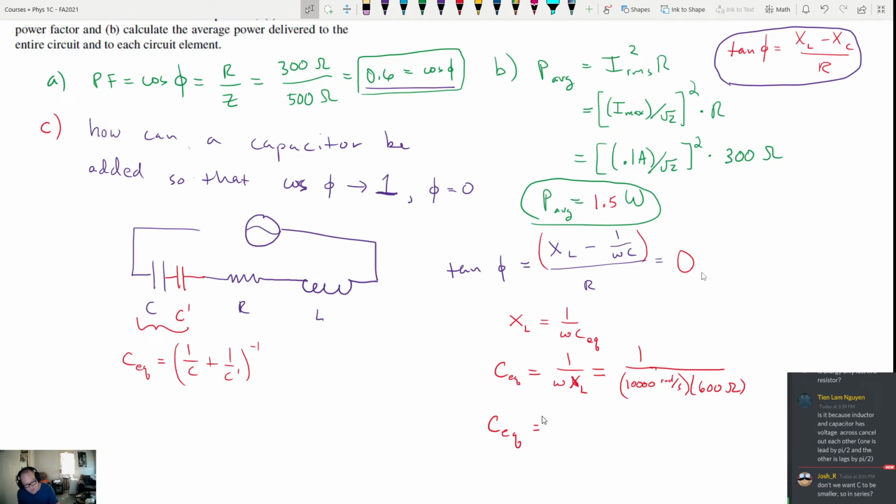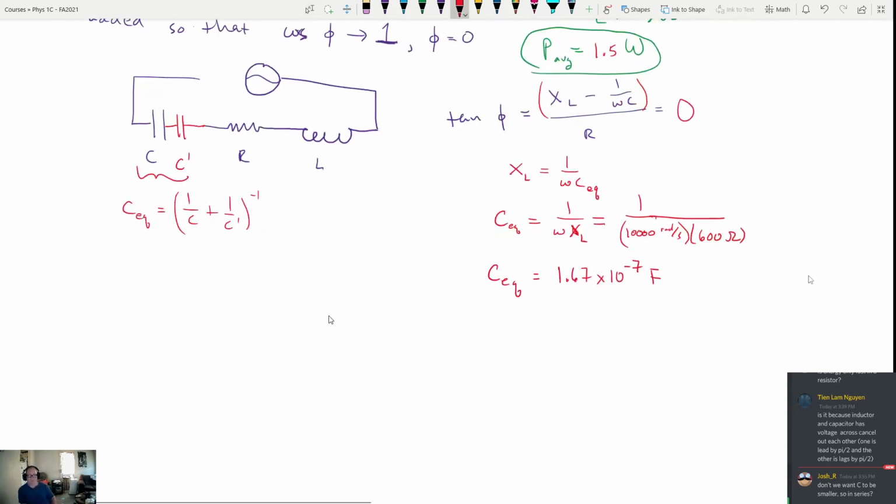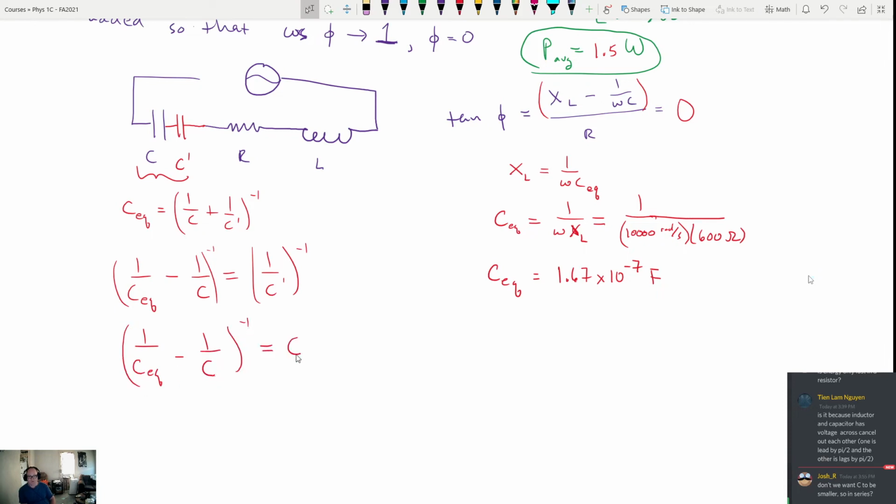So this gives us an equivalent capacitance equal to... Hopefully you're all following along. If you have any questions about what I'm doing here, please ask. I get 1.67 times 10 to the negative 7 farads, right? I could then plug that into this equation and solve for C prime now. This equation says 1 over CEQ minus 1 over C is equal to 1 over C prime. If we put both sides to the negative 1 power, we get (1 over CEQ minus 1 over our original capacitance C) to the negative 1 power, which should be equal to C prime.